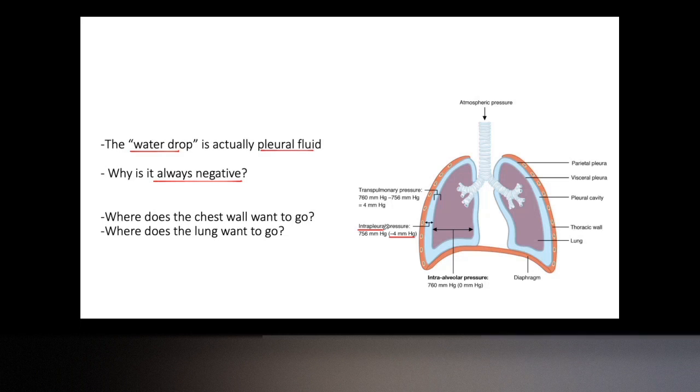Because then there will be no force when you start breathing, so like push. I agree with you. This is why we need it, but how is it achieved? Why is it always negative? What causes it to be negative? It has to do with the next 2 questions. Where does the chest wall want to go and where does the lung want to go?